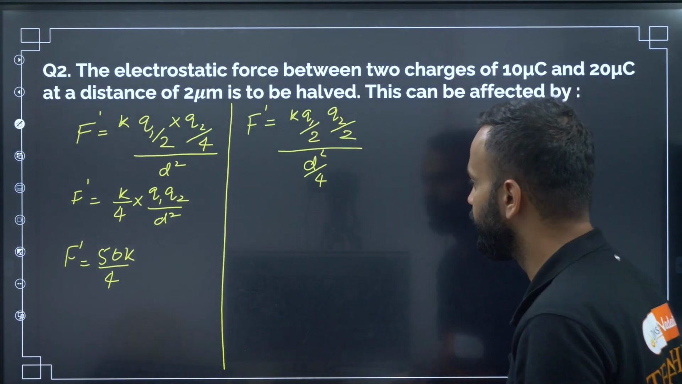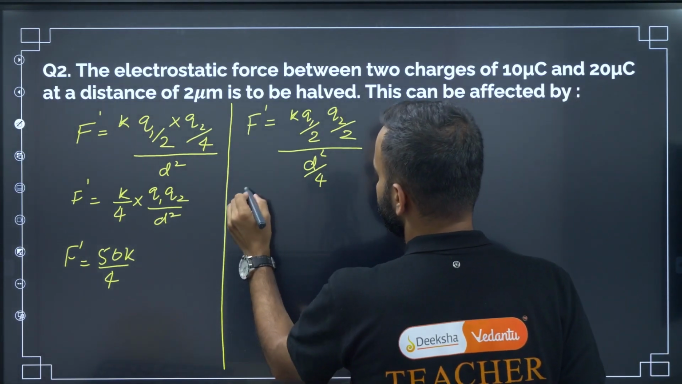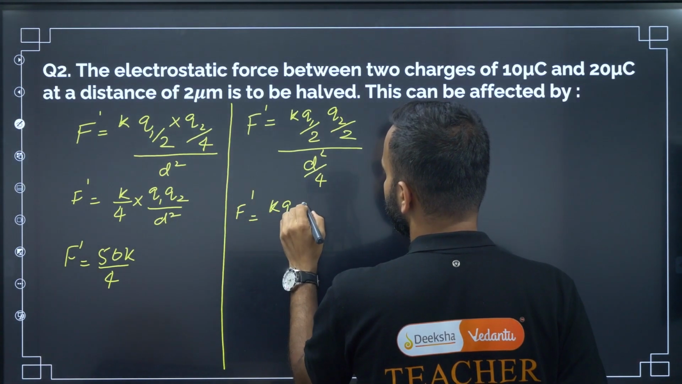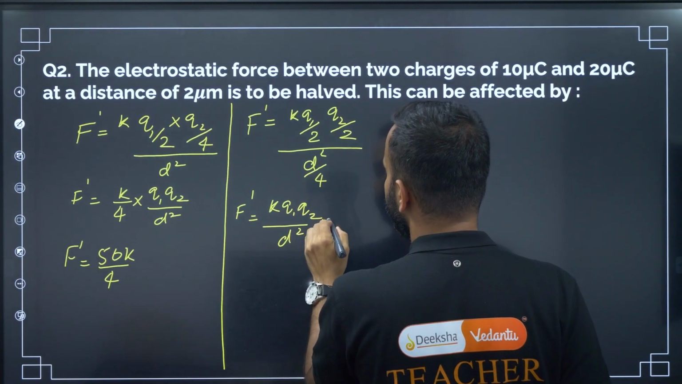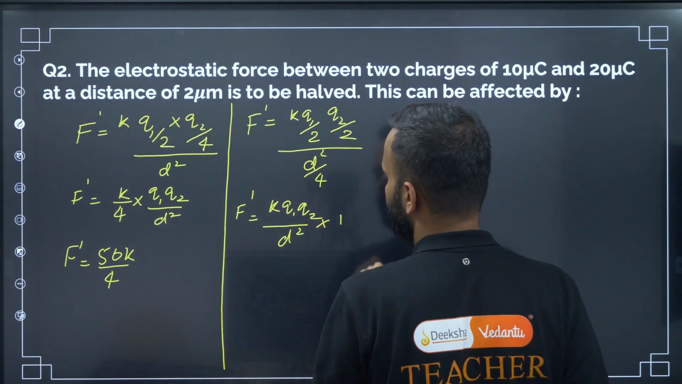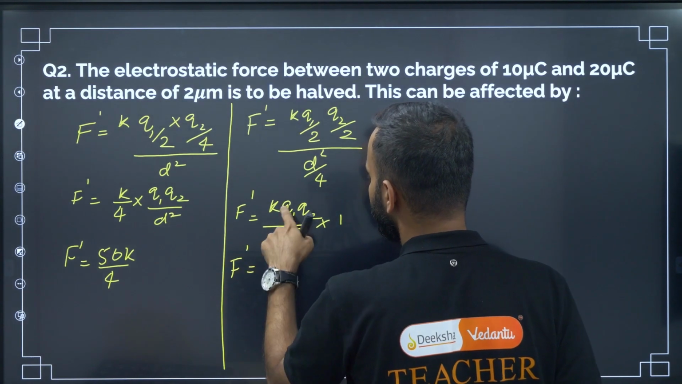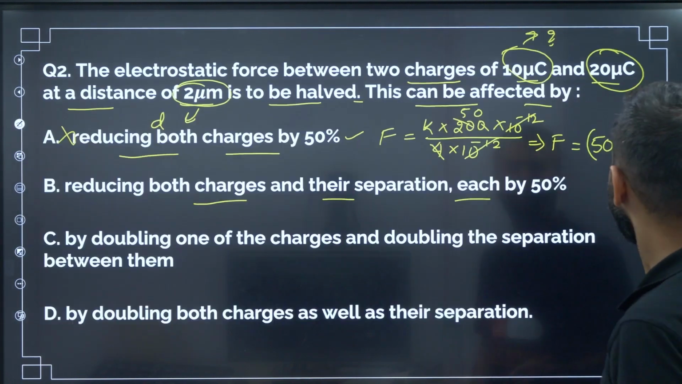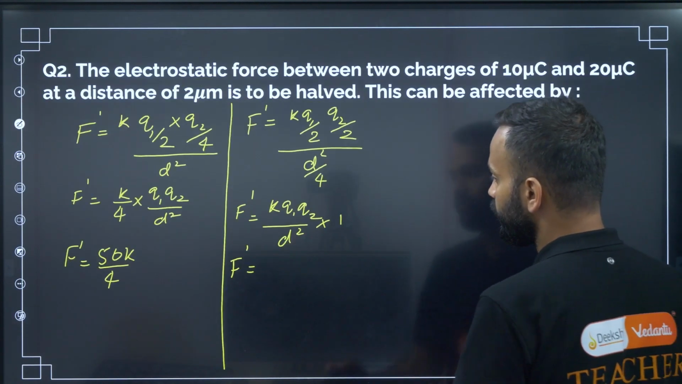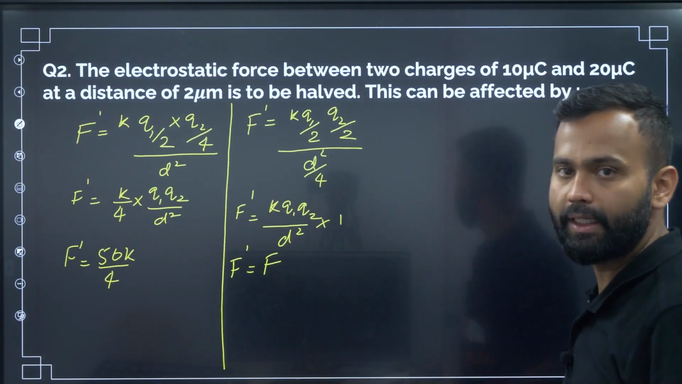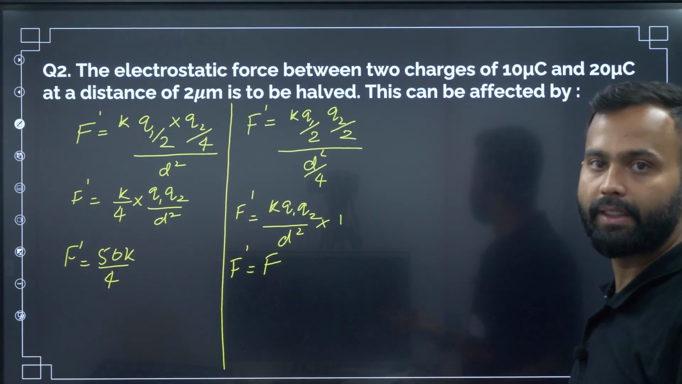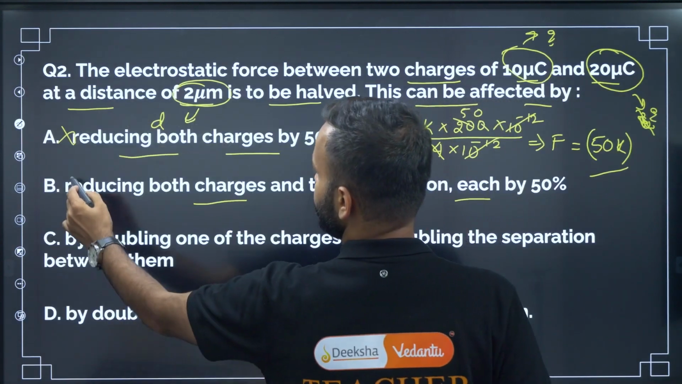D by 2 whole square is d square by 4. So here F dash is equal to K Q1 Q2 divided by d square into 1 by 2 into 1 by 2 is 1 by 4. So 1 by 4 will get cancelled, right? So it is 1. So F dash is equal to K Q1 Q2 by d square, which is F. The force is the same. If you reduce the charge by 50% and the distance by 50%, you will get the same force, right? So option B is also wrong.